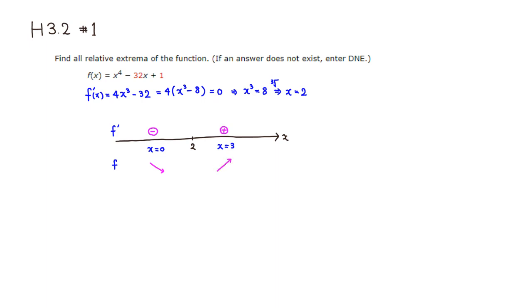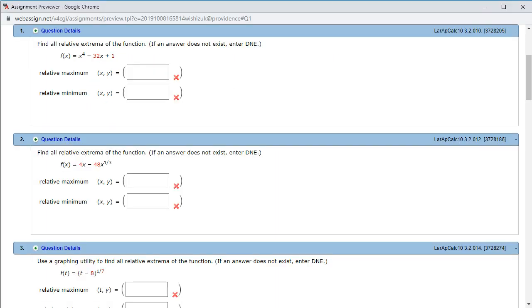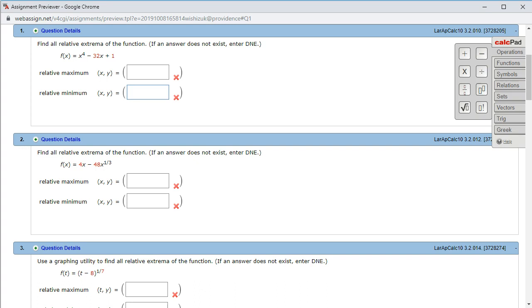So at x equals 2, we're looking at the bottom of the valley, so this is going to be a local minimum, and there's no local maximum. So let's type it in. The local minimum is going to be at 2, comma, and we have to find the corresponding y value.